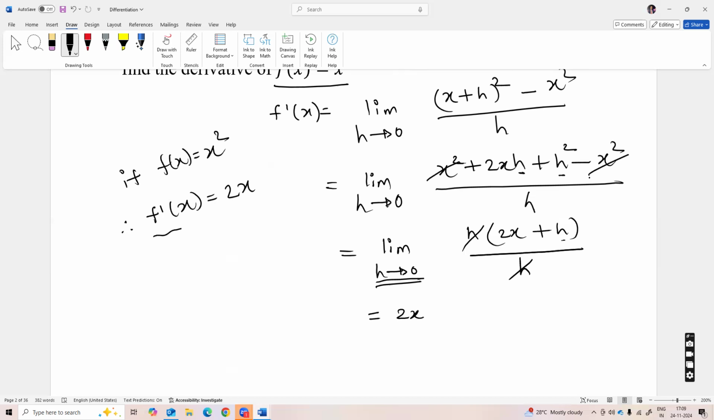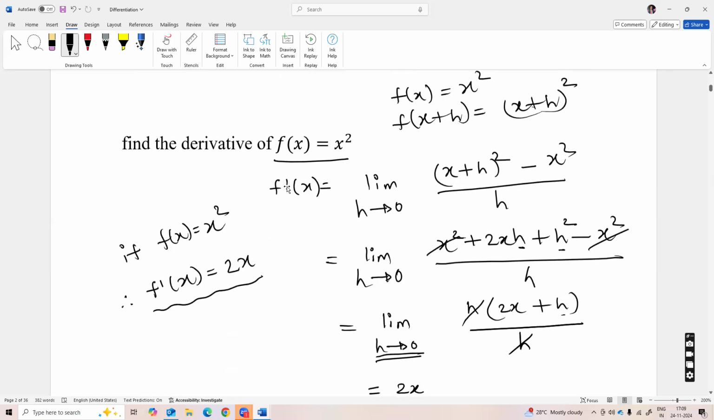This is how mathematically we find the derivative of a function. Now let's see what the meaning of derivative is.